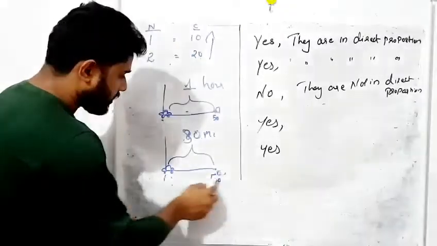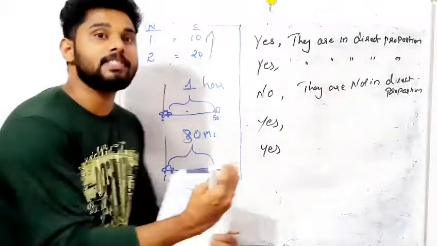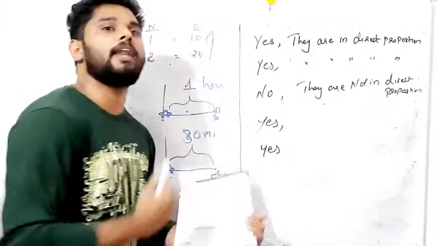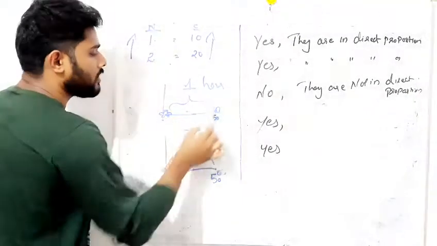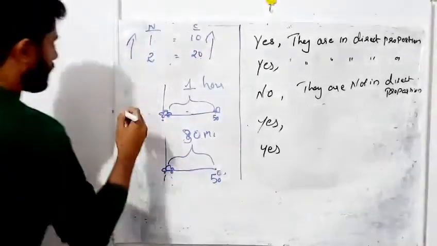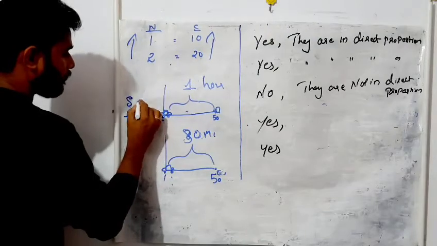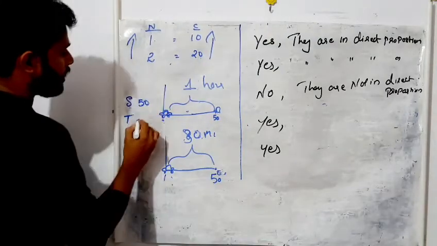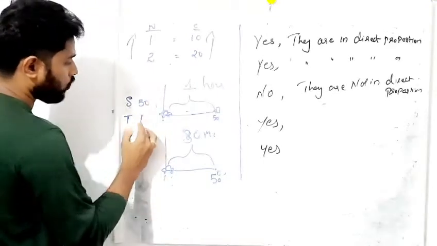Understood? So here what happened? When the speed is increasing, then the time is decreased. Within a small time we can reach. Clear? When the speed is increased, then the time is decreased. That means speed and time, I am writing here. When the speed is increased, what was that? First 50, it took 1 hour.